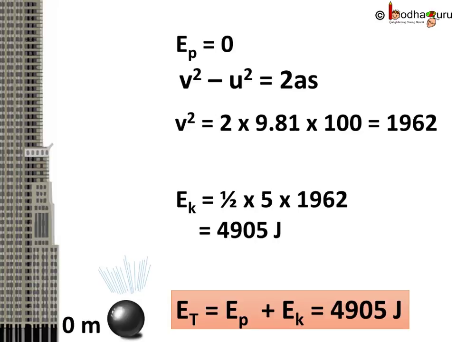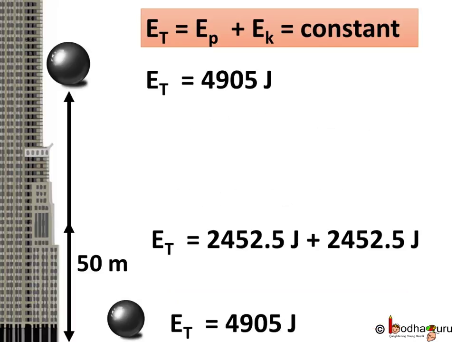We put these values in the formula for kinetic energy, which is half mv square. So v square is equal to 2 multiplied by 9.81 multiplied by 100, and this is equal to 1962. So kinetic energy is equal to half multiplied by 5 multiplied by 1962. This becomes equal to, on calculation, 4905 joules. What does it mean? It means the whole potential energy has been converted into kinetic energy.